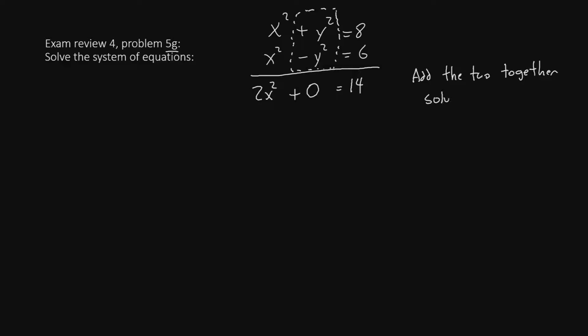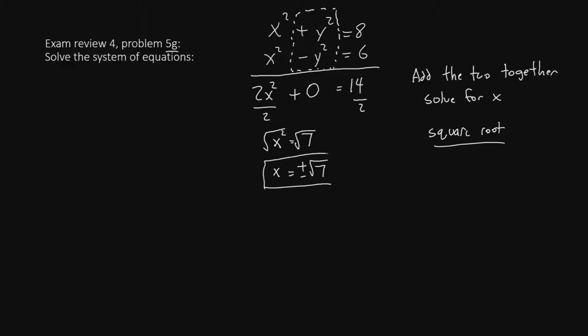Now let's try to solve for x. Now that we've eliminated y, we'll divide by 2 on both sides, and we'll have x squared equals 14 divided by 2 gives 7. Now, to clear the square, we take a square root on both sides. So if we square root the x squared and square root the 7, on the left we'll have x, and on the right we'll have plus or minus square root 7. We will get two solutions.